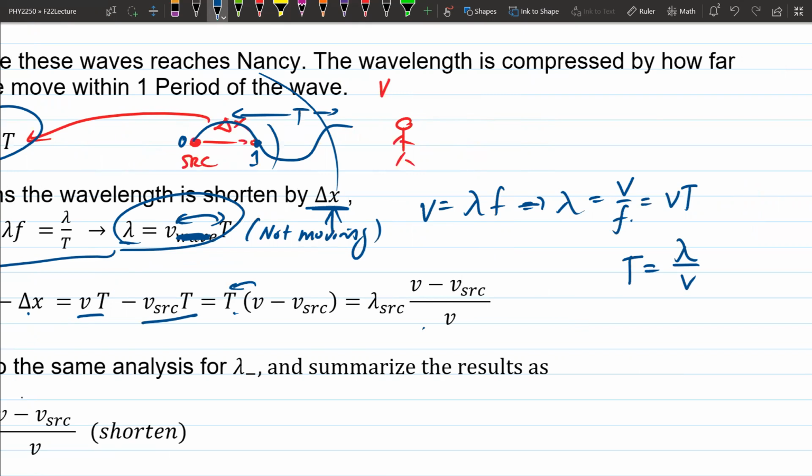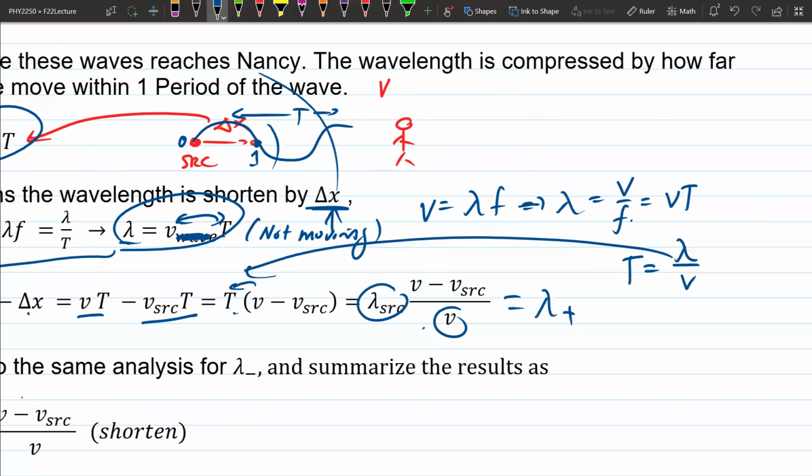How did I get from here to here? Oh yeah, there's lambda over v, okay? You plug that into here. So therefore, the wavelength, if you are approaching the object, gets shortened, right? This is the original wavelength. This is the Doppler shift wavelength, by this factor, v minus v source over v, where v is the speed of the wave, and v source is the train speed. And you have to divide that by the speed of the sound itself, okay?